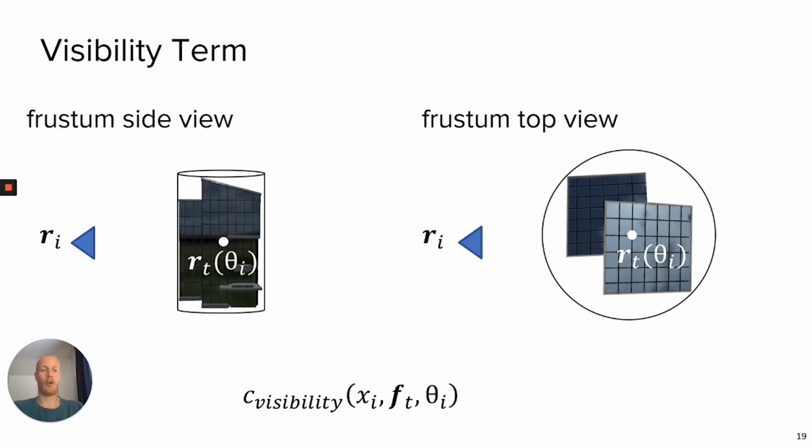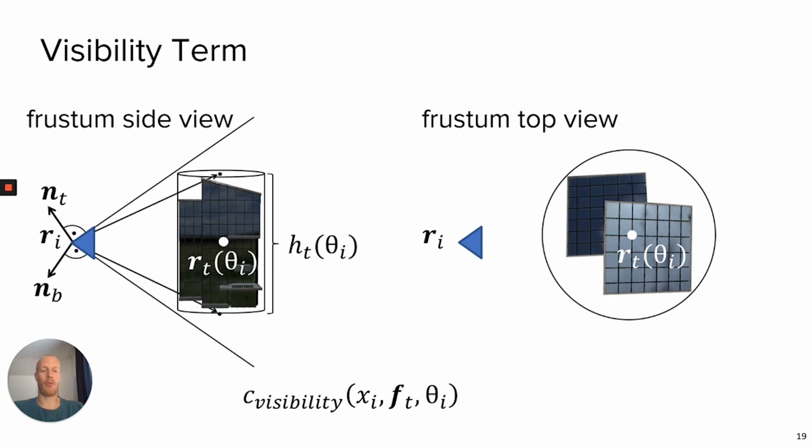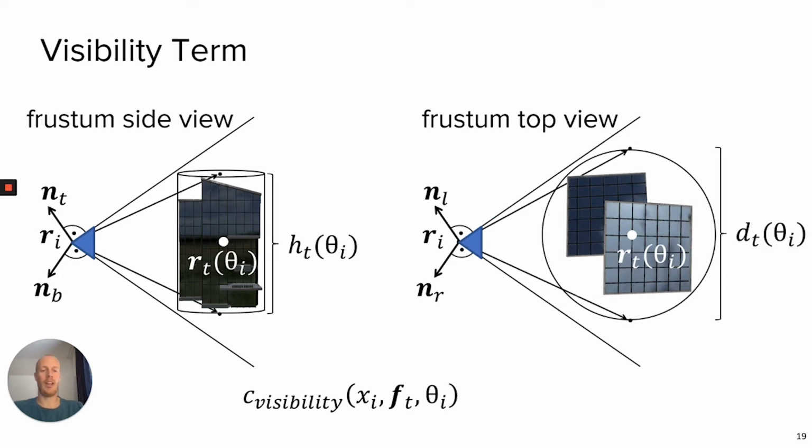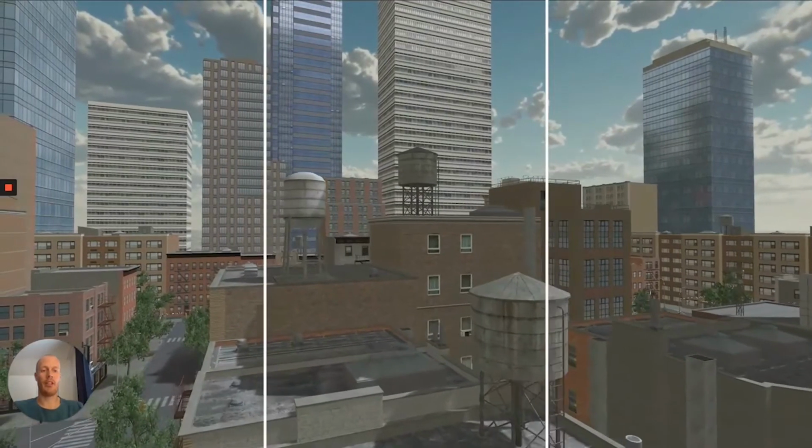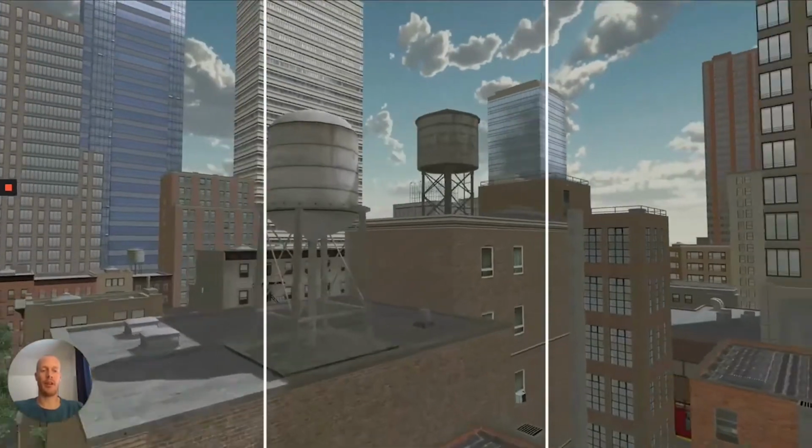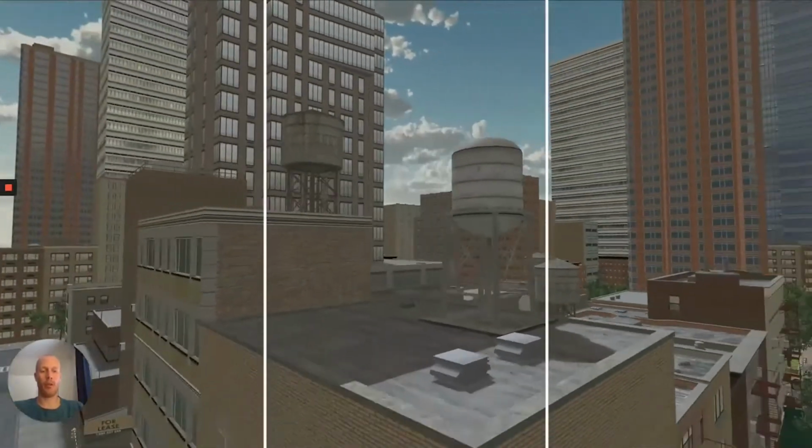The cost term ensures that the cylinder that approximates the target is, in its height, within the top and bottom plane of the camera frustum. The same is done for the cylinder's diameter and the left and right plane of the camera frustum. The resulting video shows that the tower is nicely framed and entirely visible throughout the shot.